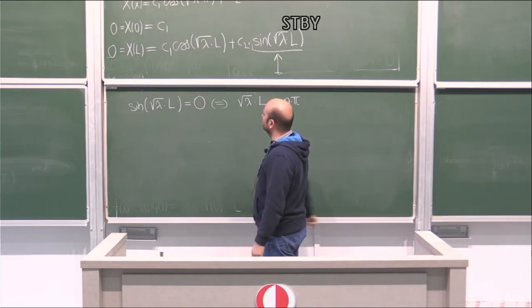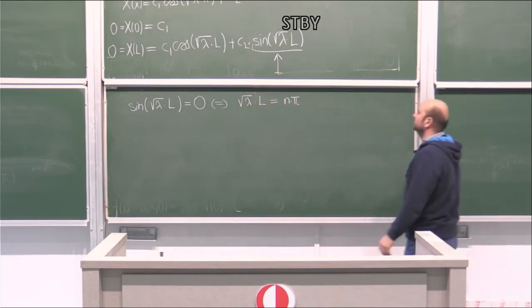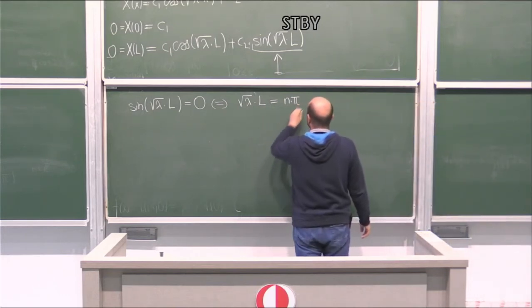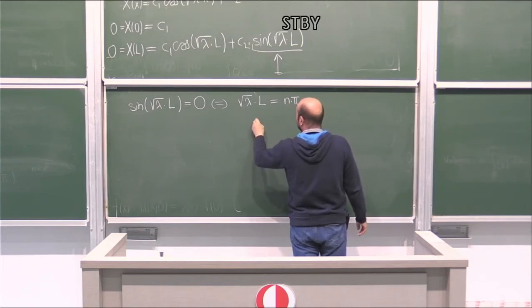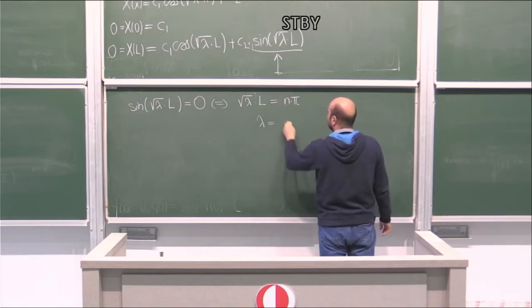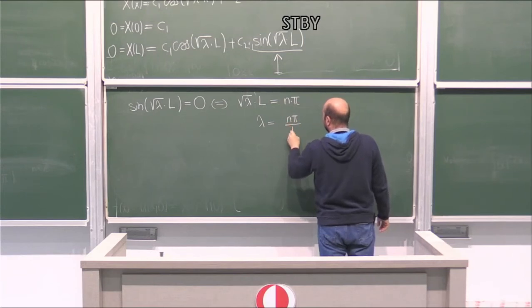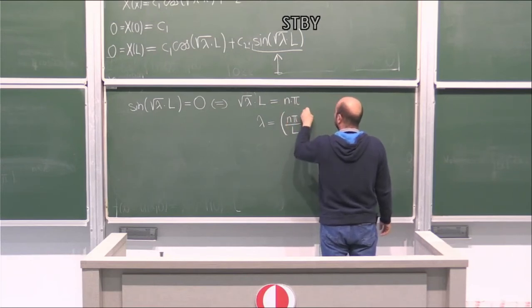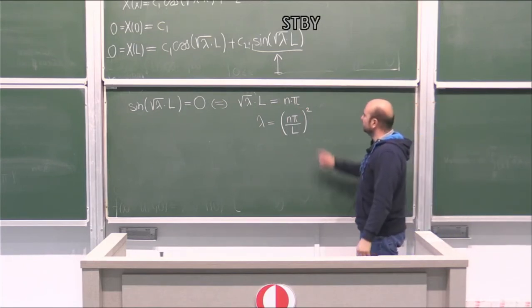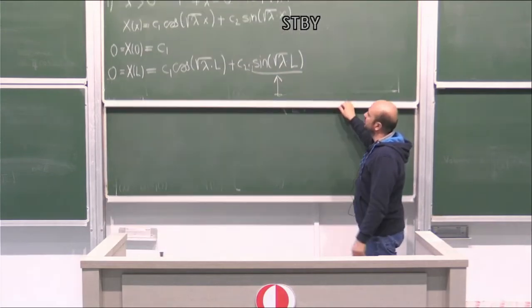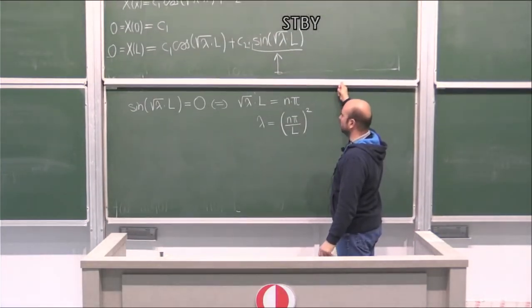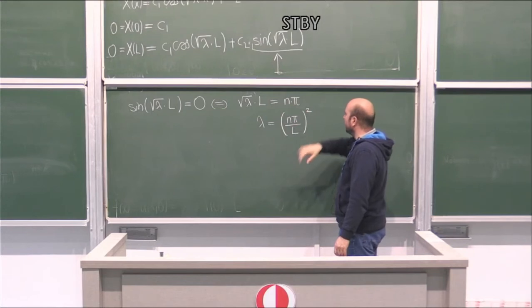L is positive, this is positive, so n must be positive here. But if you look at what this says, it says lambda is equal to n pi over L, squared. So whenever this is zero, you have a solution. How many solutions do I have? Tons of solutions. For every n, I have a solution.